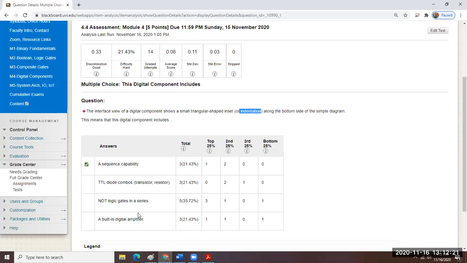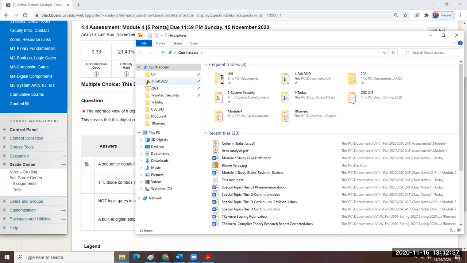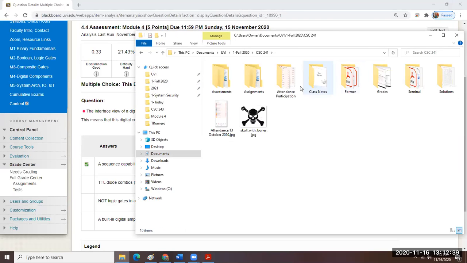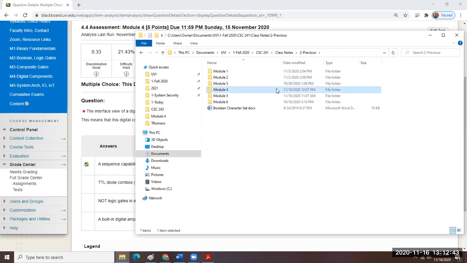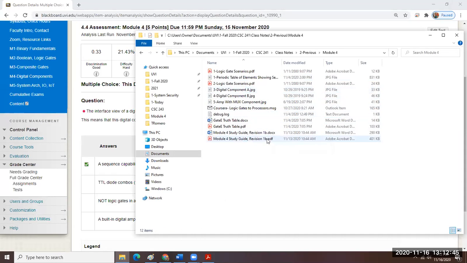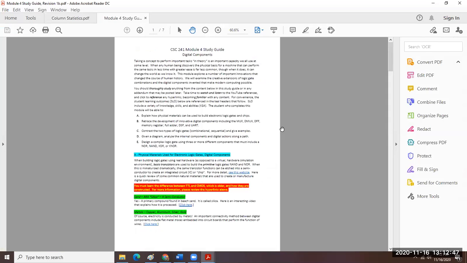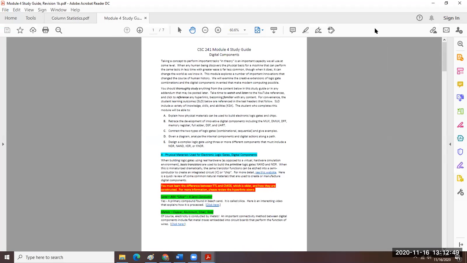A built-in digital amplifier. There is another diagram, but it's not an inset diagram. Inset means it's an indentation. Does everyone know what I mean by that? No. Okay, so let's have a quick look at the study guide. So we'll go ahead and open this up real quick.